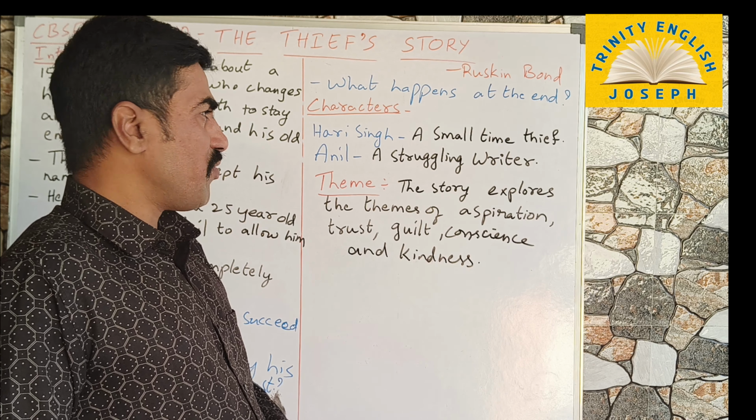And friends, if you just look at here in the summary, the story begins with Hari Singh, a small-time thief, approaching Anil, a struggling writer, who is watching a wrestling match. Hari Singh lets the readers know that this is not his real name, since he keeps changing his name to avoid getting caught by the police or his previous employers. However, we don't get to know his real name in the story.